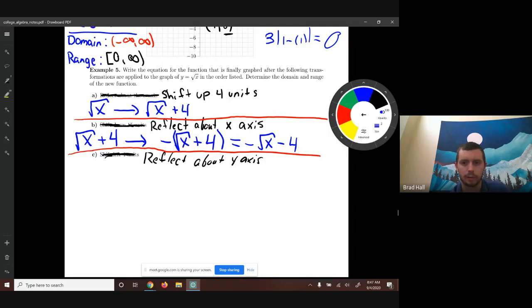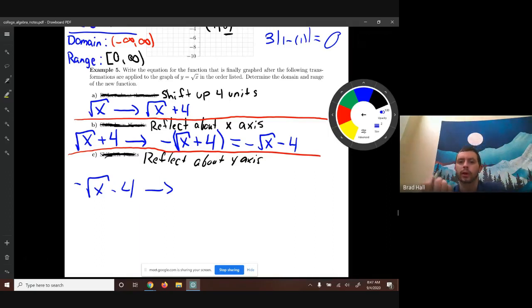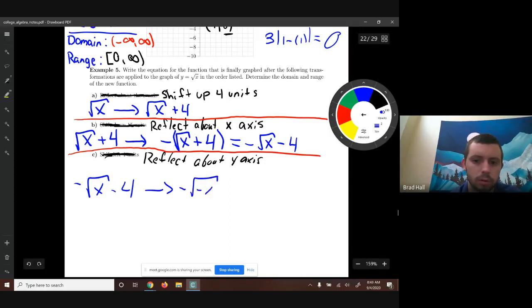And so when we reflect about the y-axis, what we had before was negative square root of x minus 4. How do we reflect about the y-axis? Well, the criteria for that is that you make x negative x. So that's what we did. I just turned x into negative x, and now we're done.